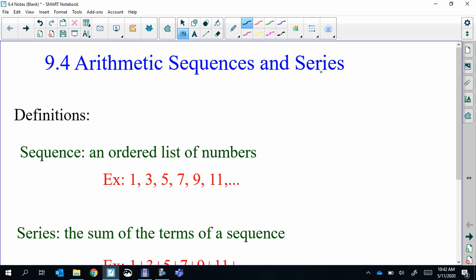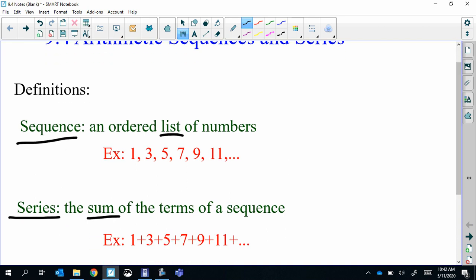And we're going to look at sequences and series. The difference between a sequence and a series is that a sequence is a list and a series is a sum. That's the only difference between those two things. With a sequence, you're just listing them all out, and a series is a sum, which means you add up all the terms that you listed out. And again, arithmetic means adding or subtracting. It's a linear change.